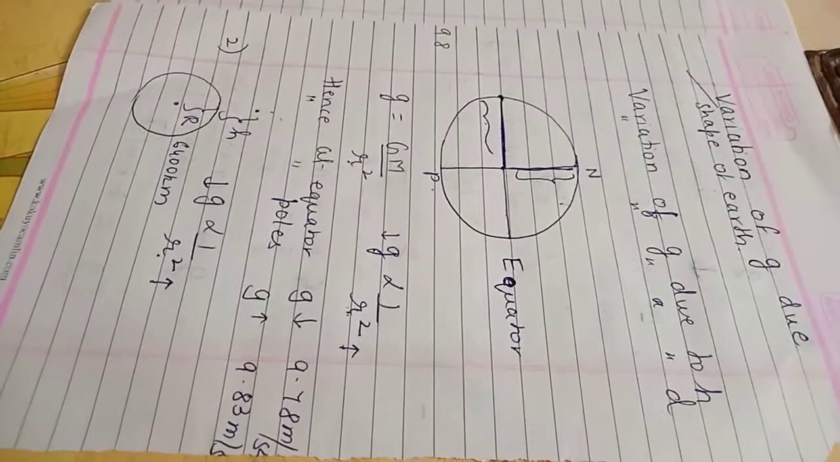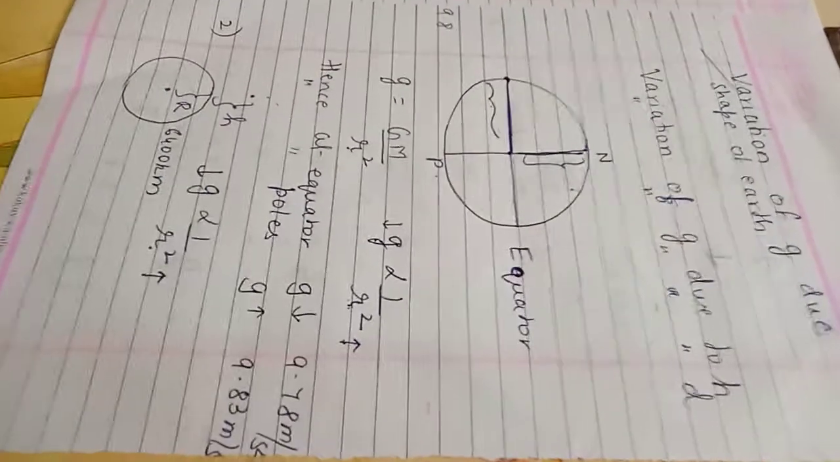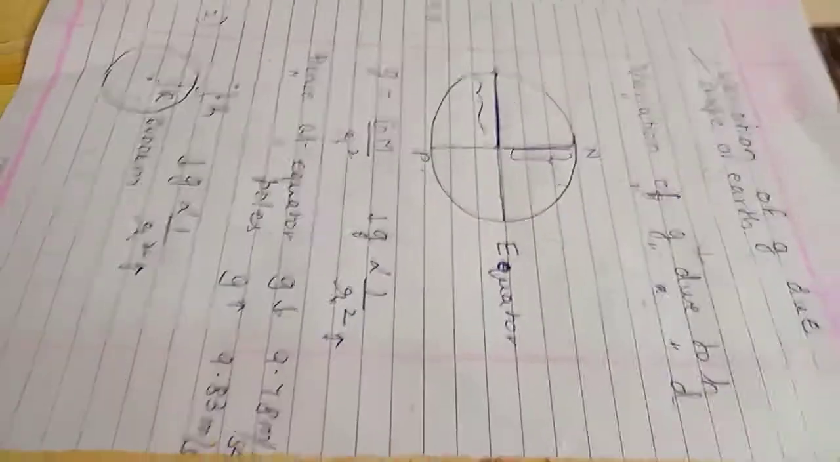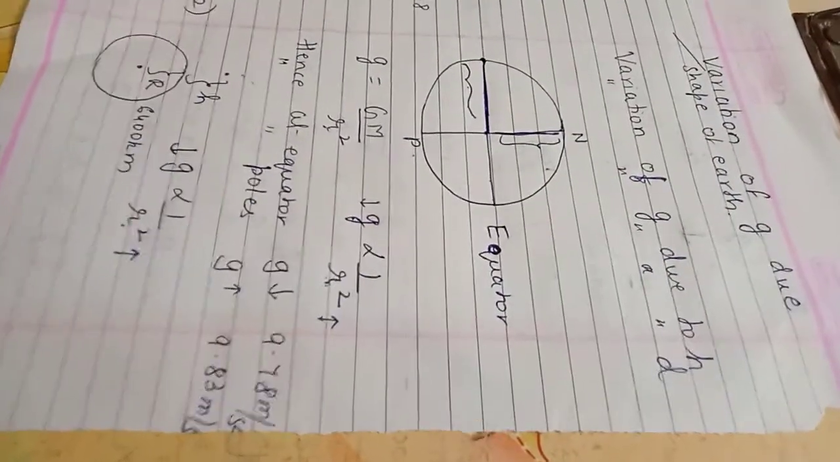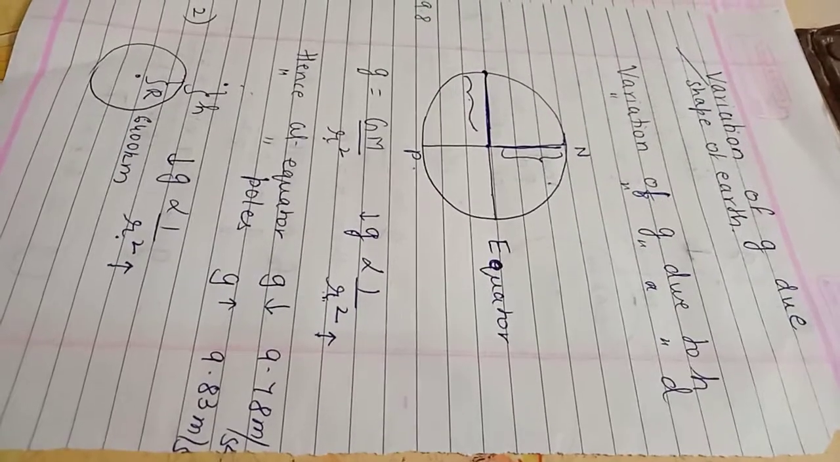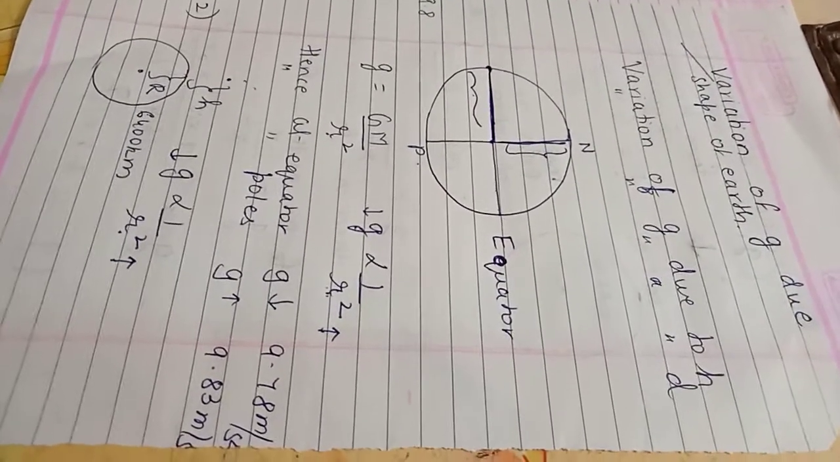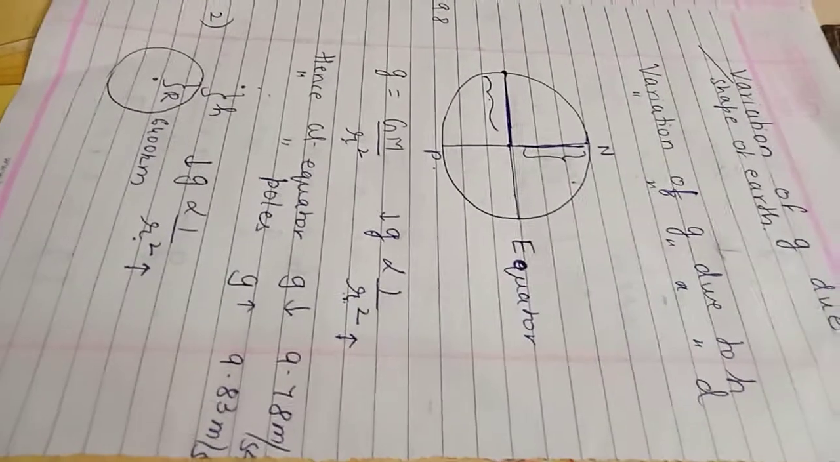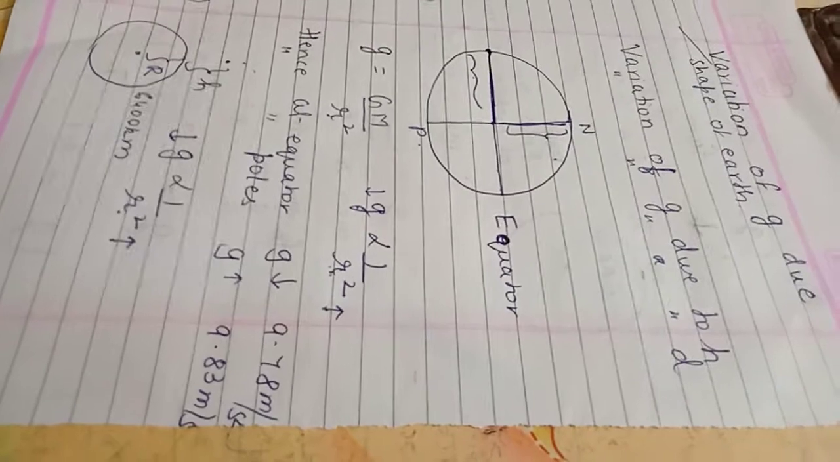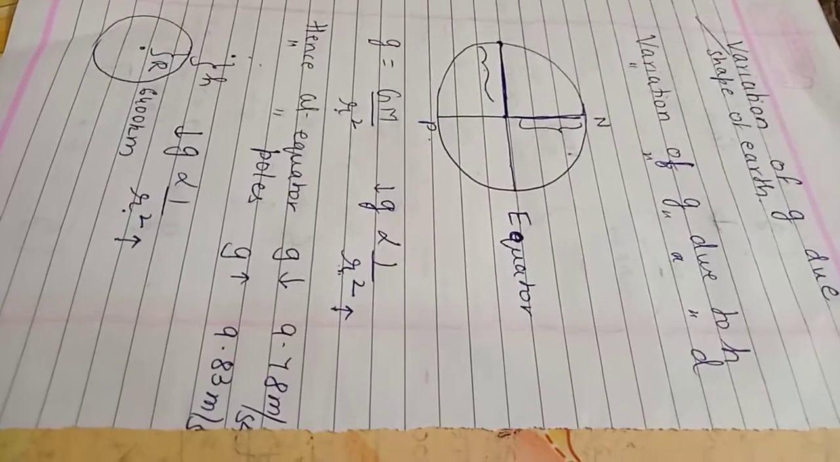Is it okay? Height means what height it should go. For example, if the height is comparable to 6,400 kilometers, say 3,600 kilometers or so, then g varies. It changes, or it has an effect on acceleration due to gravity. So if the body is projected at a height of 100 kilometers or so, acceleration due to gravity does not change much. You will not notice much change.